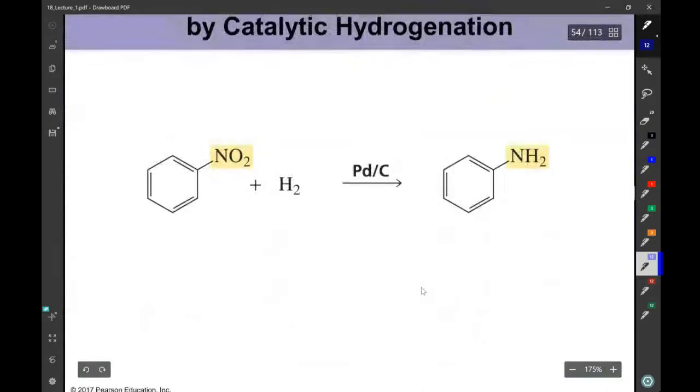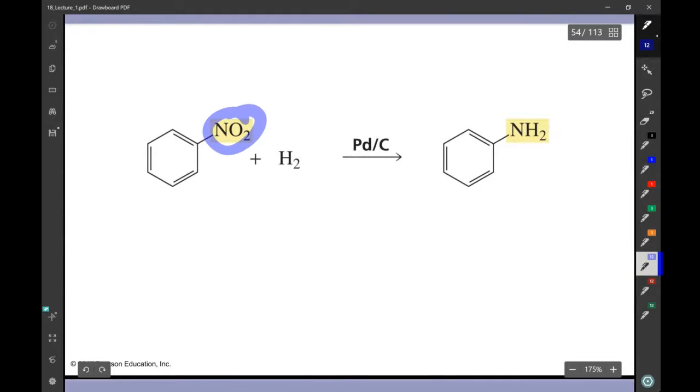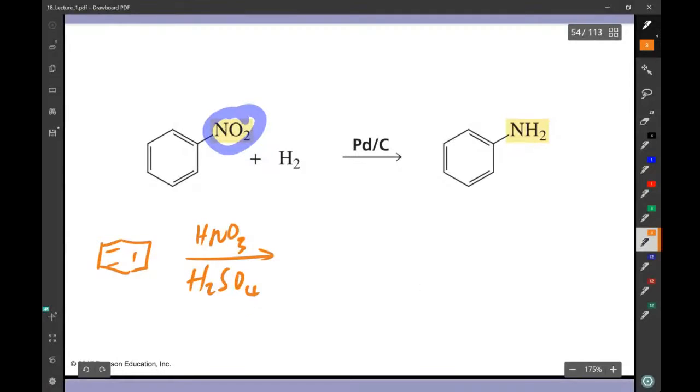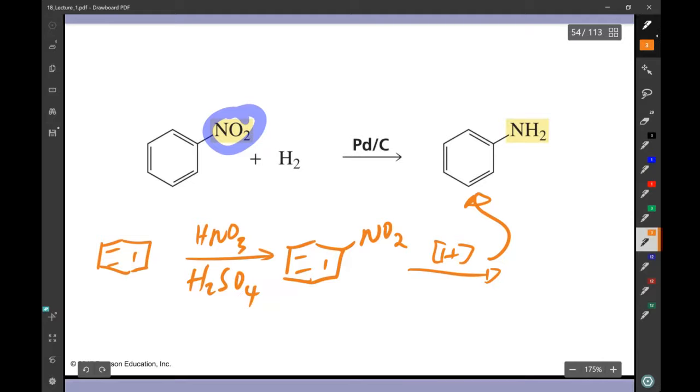Now, another reduction reaction. Once you have your nitro product from the nitration reaction, remember, this nitro product was formed from the nitration reaction, meaning if you have your benzene ring, you react the benzene in the presence of nitric acid and phosphoric acid. You will form your nitro product. Now, if you have the nitro product, you undergo a reduction, and that reduction leads to formation of an amine. So, this guy is called aniline.